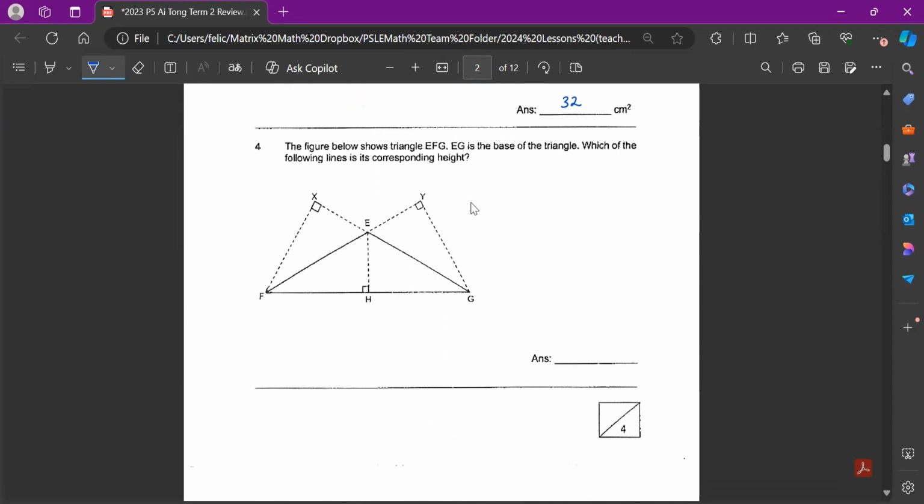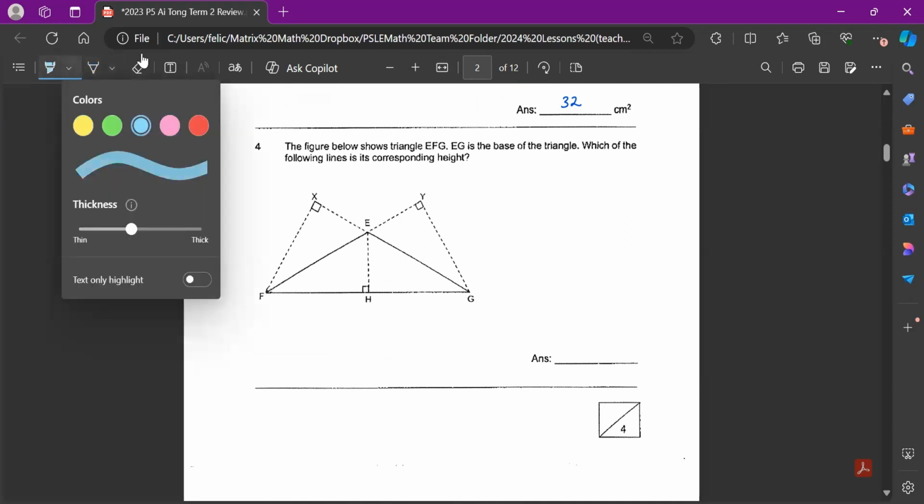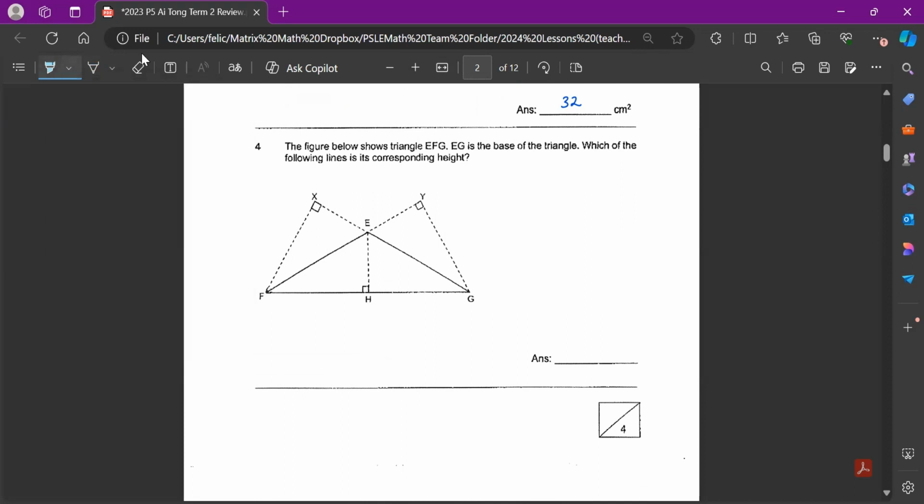Question 4. The figure shows triangle EFG. EG, so EG is here. They say EG is the base of the triangle. Okay, so I'm just going to highlight the base first, since the question already defined the base for me. So this is my base. Now the fact that they have already defined this base for me means that I need to figure out where is the appropriate perpendicular height that's perpendicular to that highlighted base.